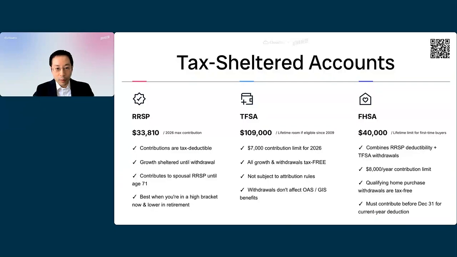So that's the main parts for the tax shelter accounts. I'm going to pass it to Halavi to cover some more advanced topics.